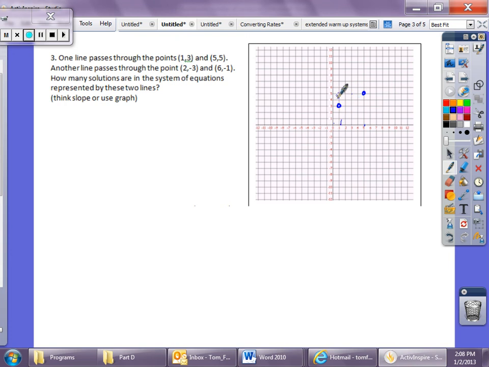So now if I want to draw my line here, I know that the slope is up 2, right 4. Up 2, right 4, up 2, right 4.